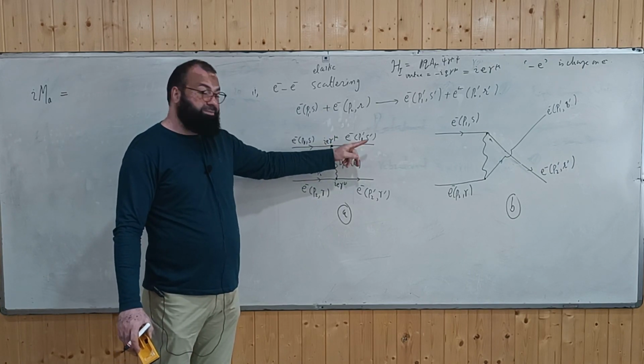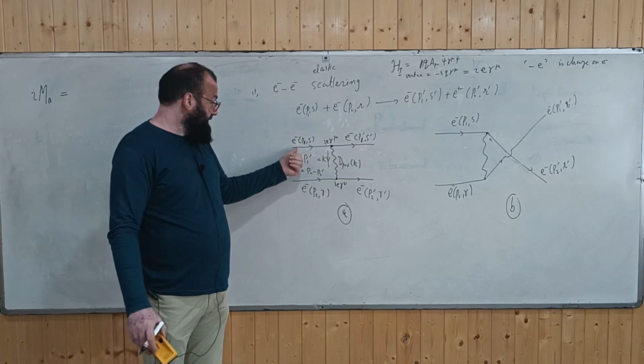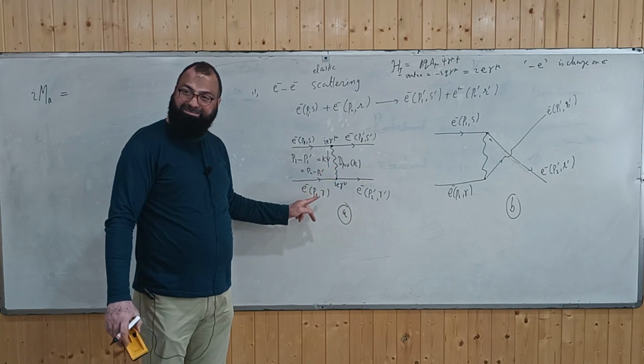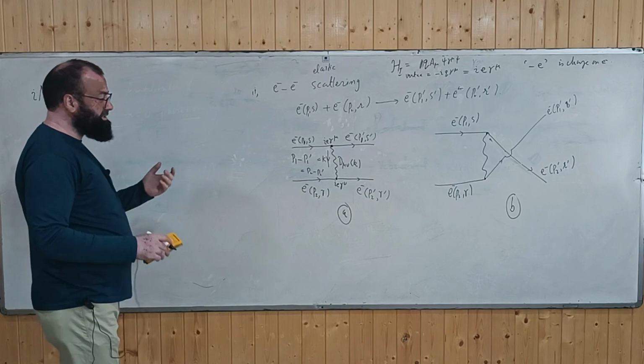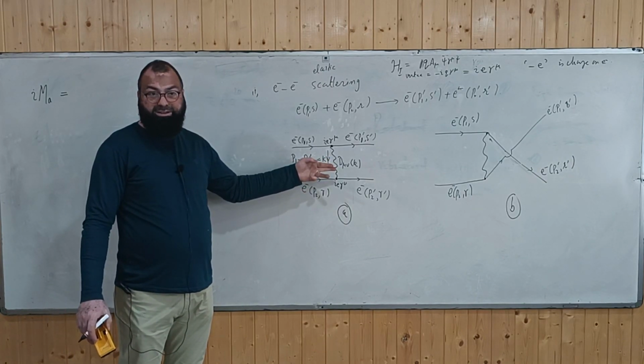Sorry, this is the outgoing fermion. What do we write for the outgoing fermion? U bar. What is the ingoing fermion? U. What is the outgoing fermion? U bar. What is the ingoing fermion? U. Samajh aaya? Okay. Since there is no external photon line, this is only an internal photon line. For that I have to put a propagator.